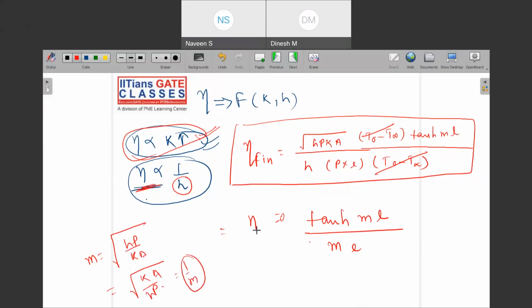So sometimes they are willing to ask us what the efficiency is equal to. So I will keep in mind that my efficiency value is nothing but tanh ml divided by m into L.